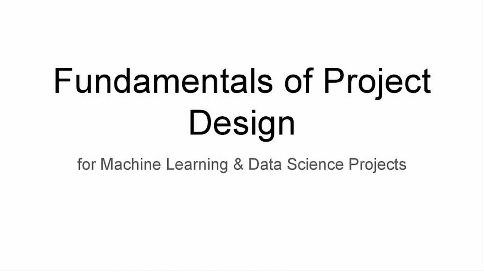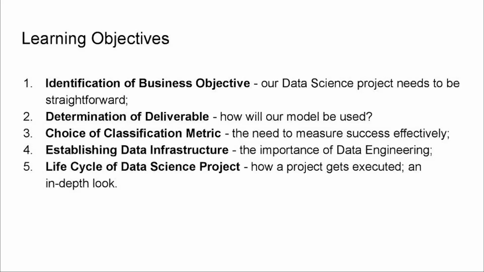Our learning objectives for this presentation will be, first, identifying a business objective, because simply our data science project needs to be straightforward. Second, determining a deliverable, in other words, how will a model be used? Number three, the choice of classification metric, which reflects the need to measure success effectively. Four, establishing data infrastructure, in other words, the importance of the data engineering side of things. And number five, the life cycle of a data science project, an in-depth look at how a project gets executed.